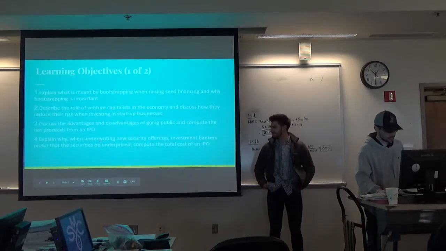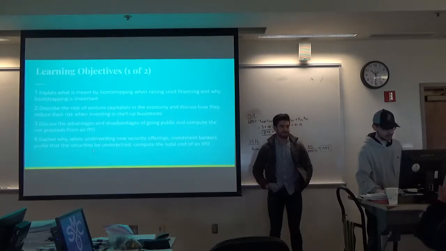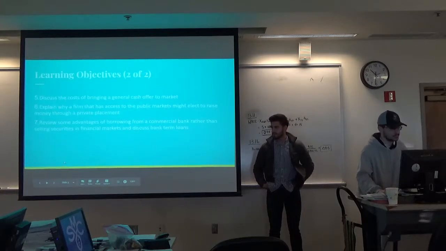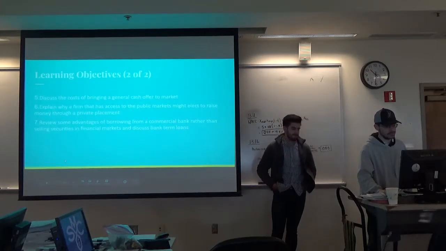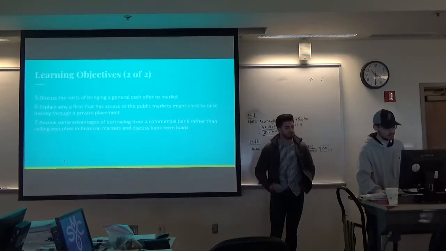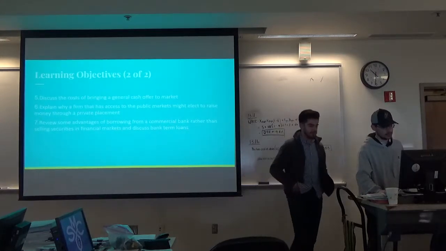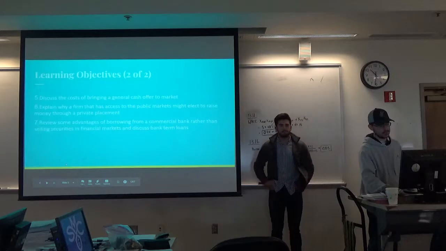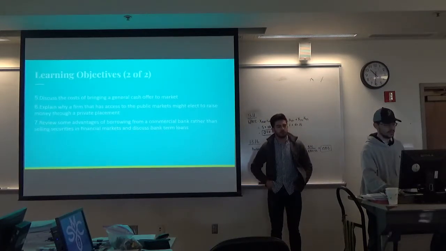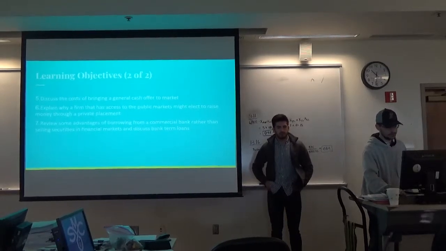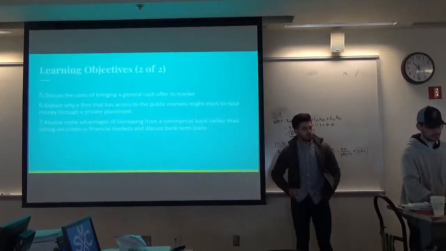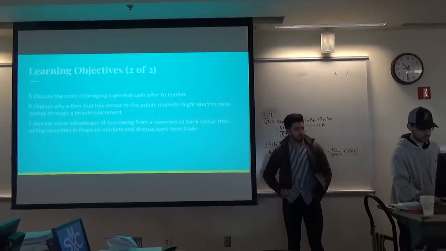Investment bankers prefer that the securities be underpriced to compute the total cost of an IPO. And then there's also discussing the costs of bringing a general cash offer to the market, and talk about basically what public markets do, how they raise money to start up their business. And we're also going to talk about the advantages of borrowing from a commercial bank rather than selling securities in the financial market to discuss bank term loans.